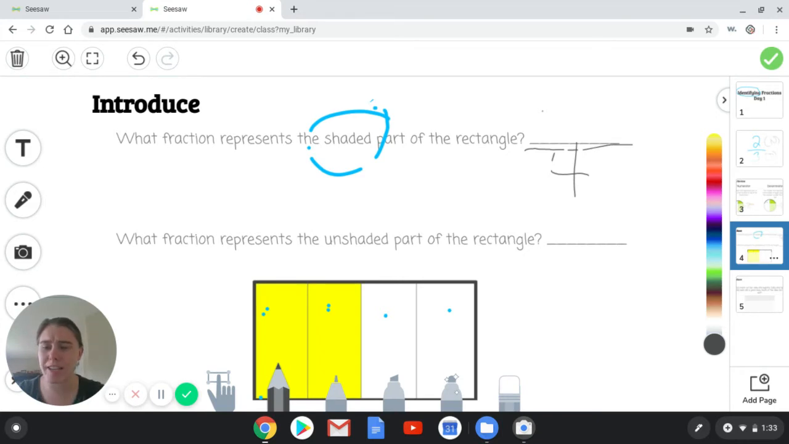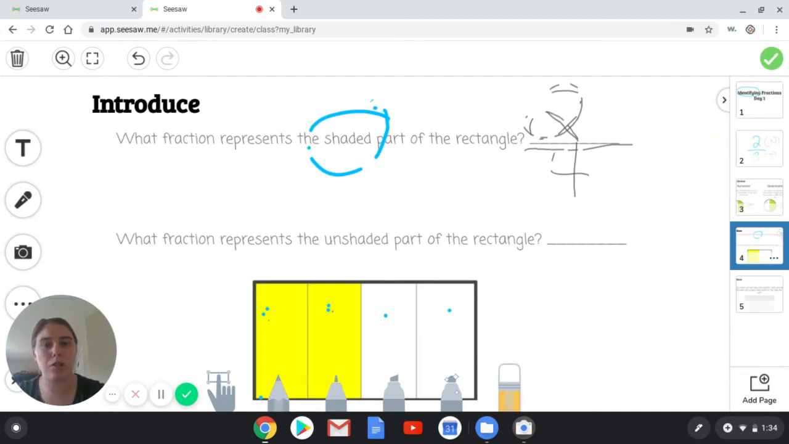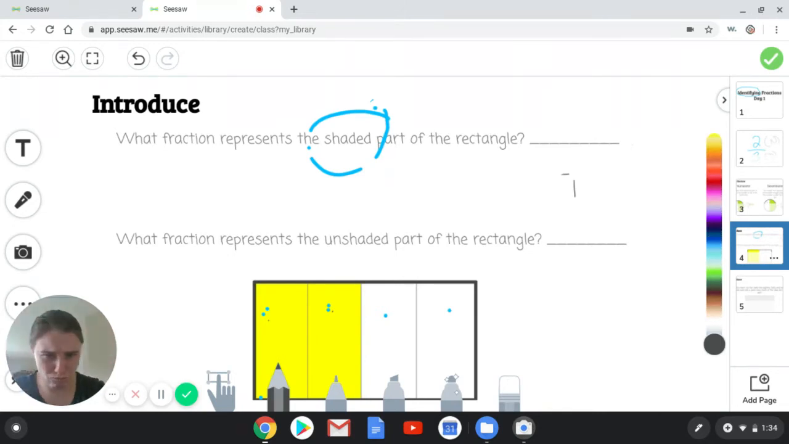Now the shaded portion is going to be the parts of my fraction I'm focusing on. There are 1, 2 pieces shaded in, which means my numerator is a 2. My fraction is 2/4. So let's just try to write that a little more neatly. Two fourths. That's a little better.